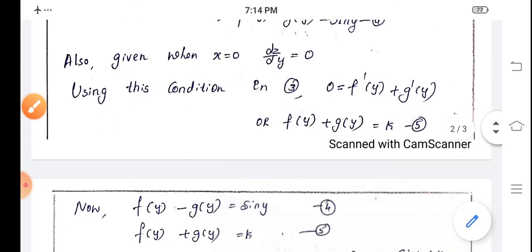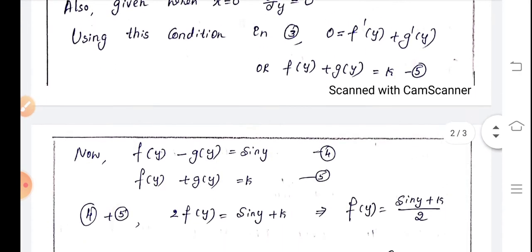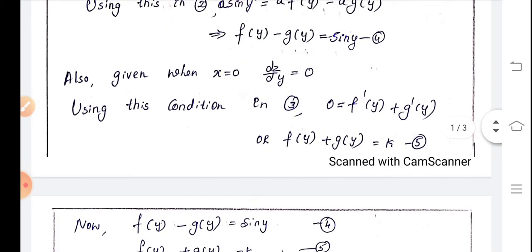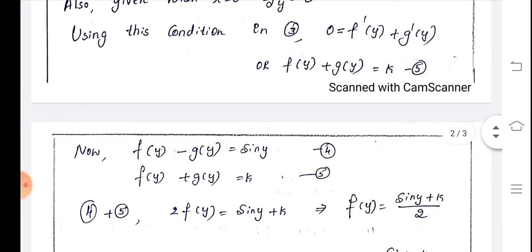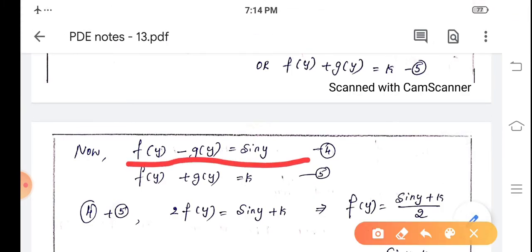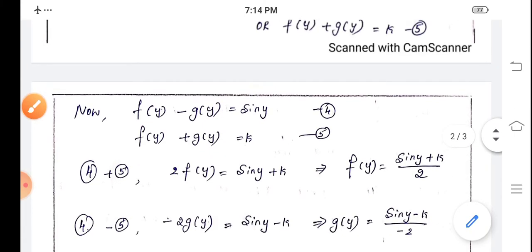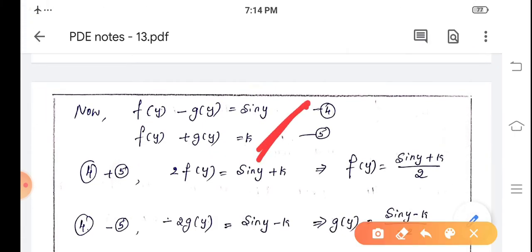Take it as equation number 5. Now, to find f of y and g of y, we can solve equation 4 and equation 5. Equation 4 is f of y minus g of y equal to sin y. Equation 5 is f of y plus g of y equal to k. We can add the two equations to eliminate g of y.